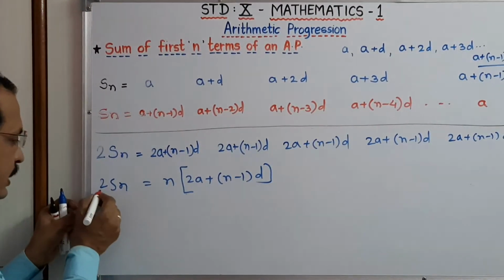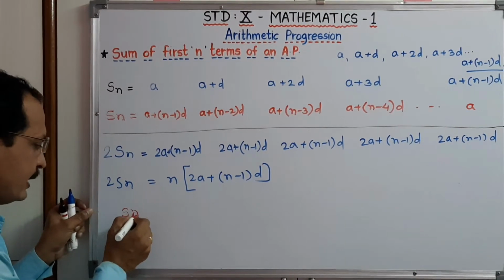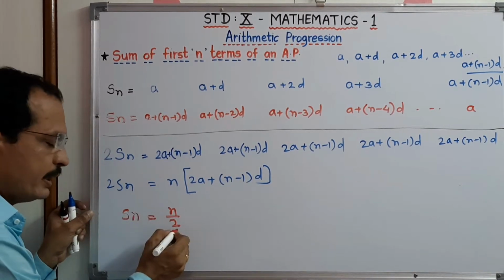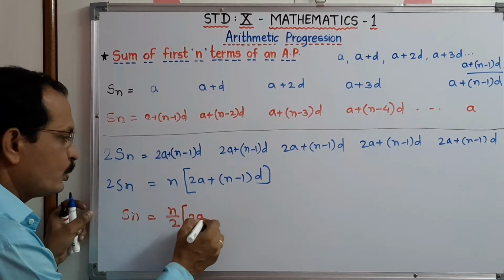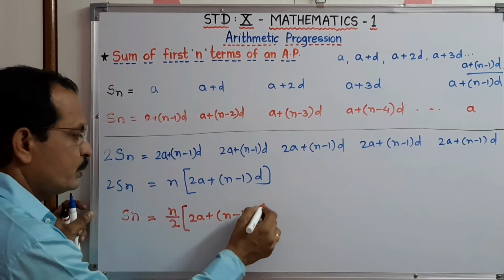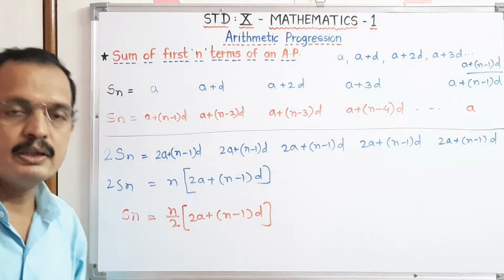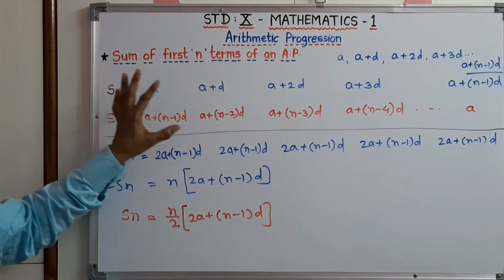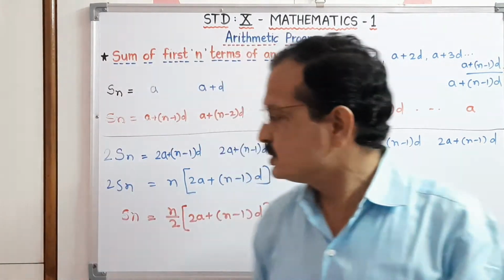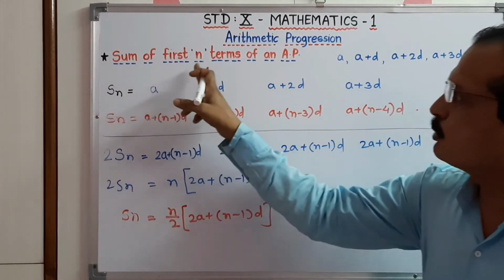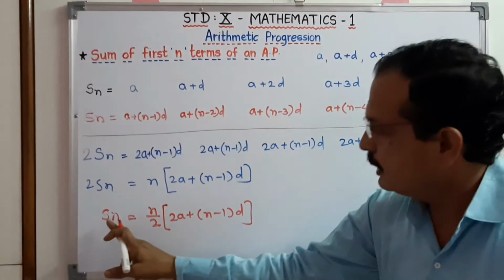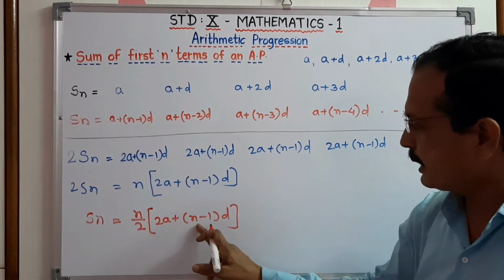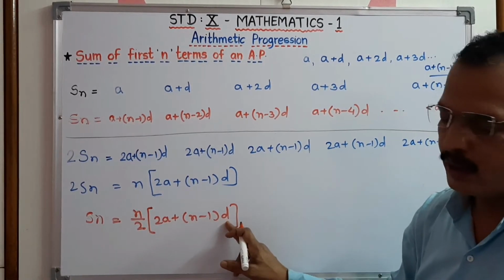Now dear student, this 2 goes on that side, therefore Sn is equal to n upon 2, this 2 goes on here, it gets divided, n upon 2 into 2a plus n minus 1 into d. Dear student, this is the formula for finding out the sum of n number of terms. By using this formula, we can find out the sum of first n terms of an AP. It is Sn is equal to n upon 2 into 2a plus in bracket n minus 1 into d.